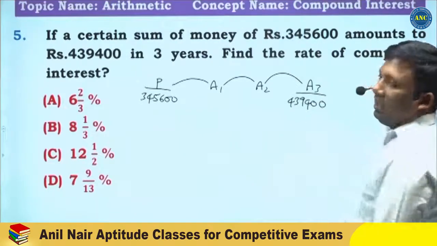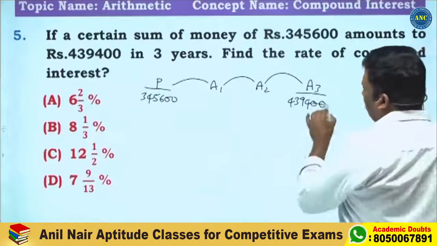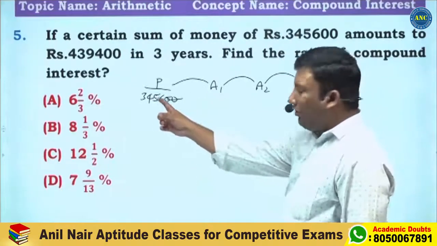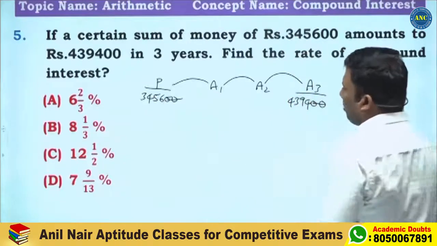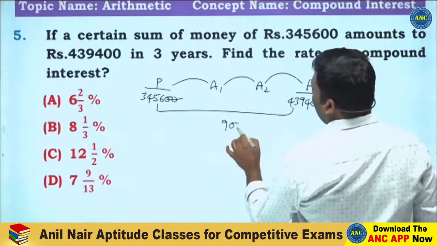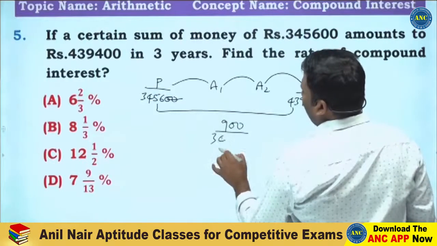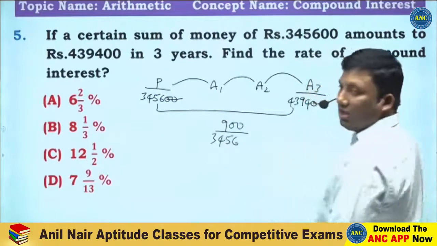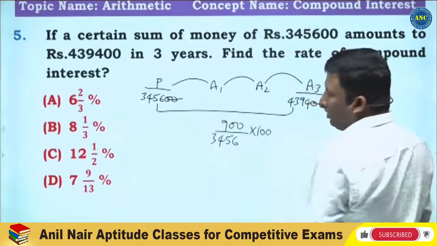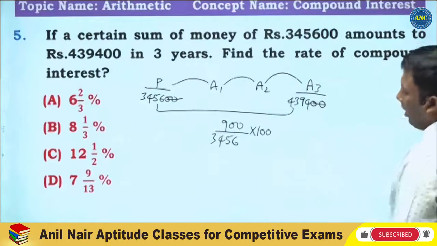439400. 439400. 2 zeros, 2 zeros. If I do it, it is 3456. It is 4394. Approximately, it is a difference of 900 divided by 3456, into 100%. Are you all with me?